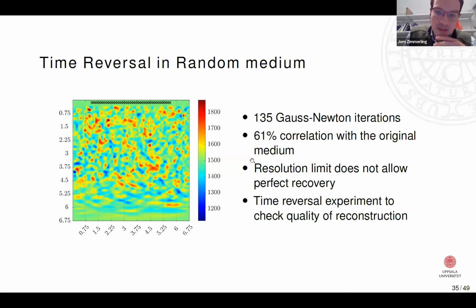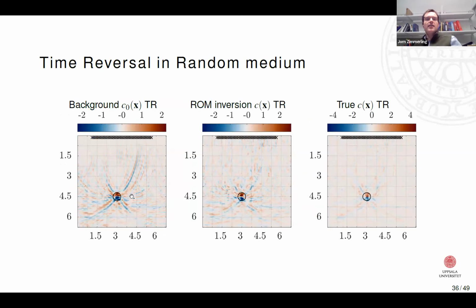But the random medium is beyond the resolution image, and of course, further away from the array, you're also losing resolution in cross range. So we do a time reversal experiment to check the quality of this reconstruction. So let's try to focus at a given depth here, and we do a time reversal experiment. And the results are on this slide.